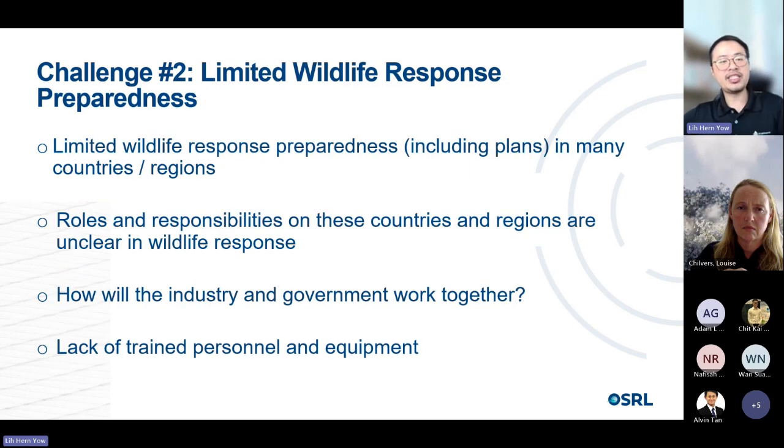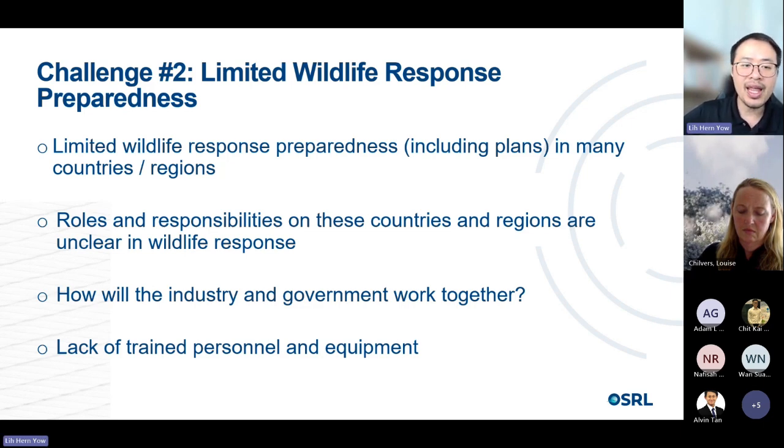Moving on to the second challenge, which is the limited wildlife response preparedness. One of the key things that we mentioned is that when we do the surveillance, you need to have the ground truth of what's happening on the ground as compared to your wildlife response plan. The wildlife response plan is very important because it gives you preliminary information on what is at risk, and those already provide good information. So what happens in this region is, of course, we have quite limited wildlife response preparedness, including plans, in many countries and in this region.